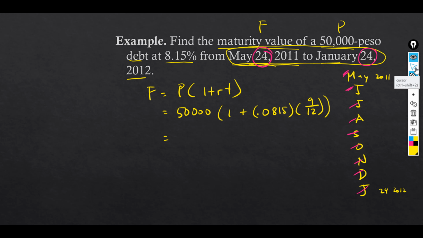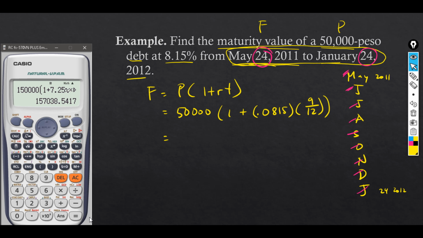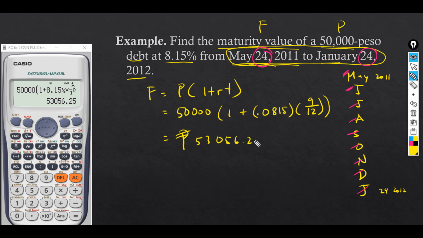So, calculator. 50,000 times parenthesis 1 plus 8.15% times 9 over 12, close parenthesis. Equals. Then convert it to decimal. So, it is 53,056.25. That is the maturity value.